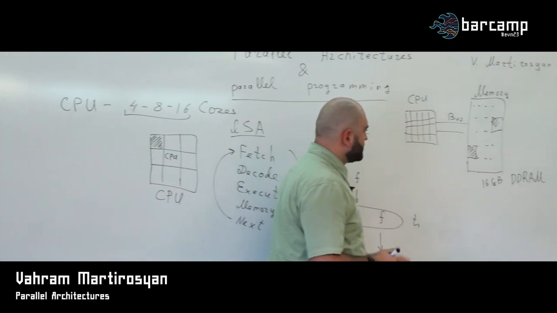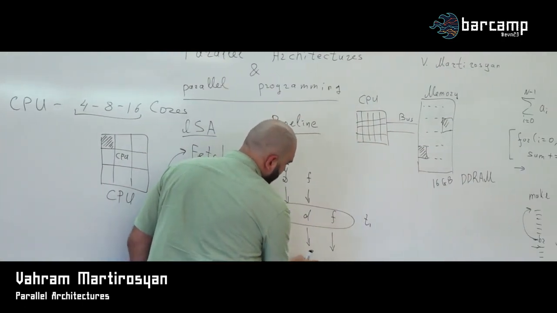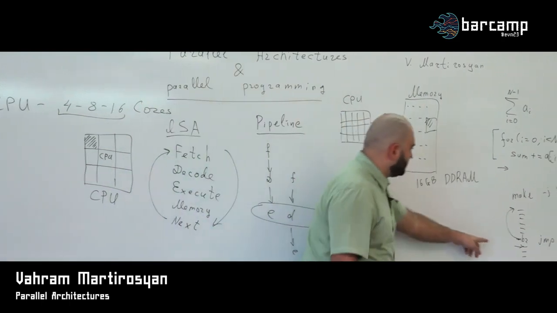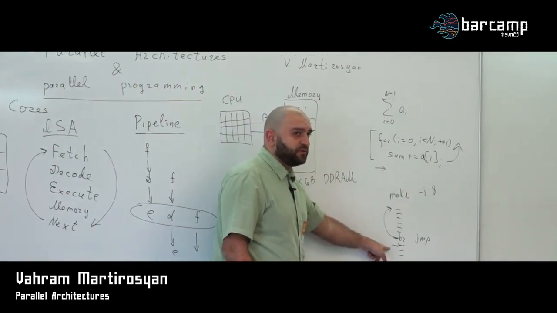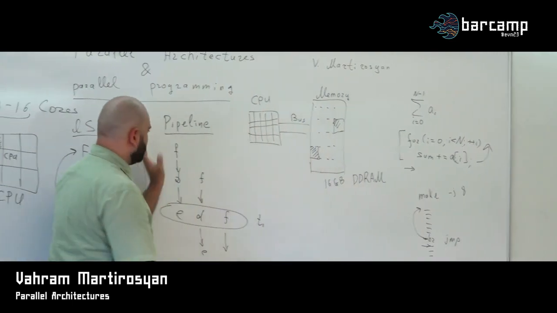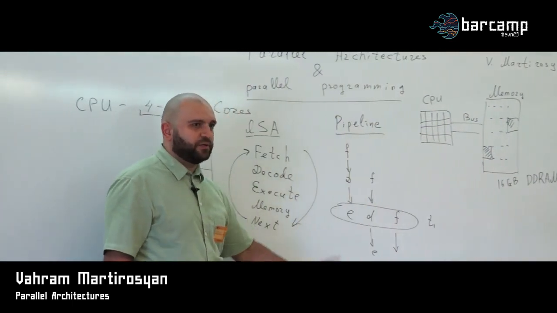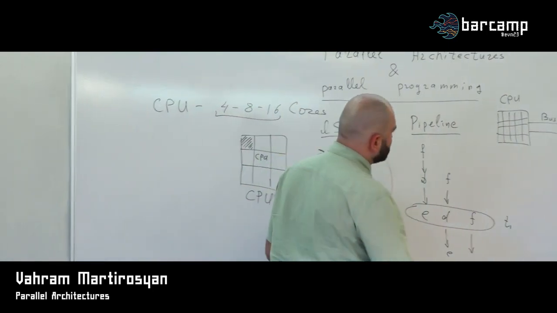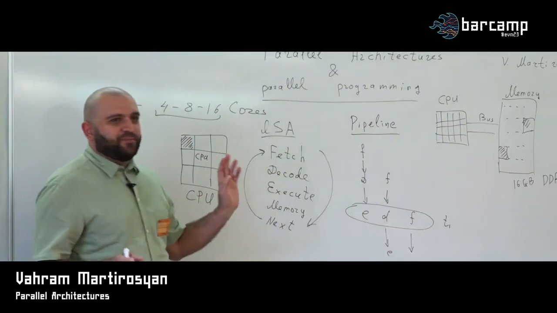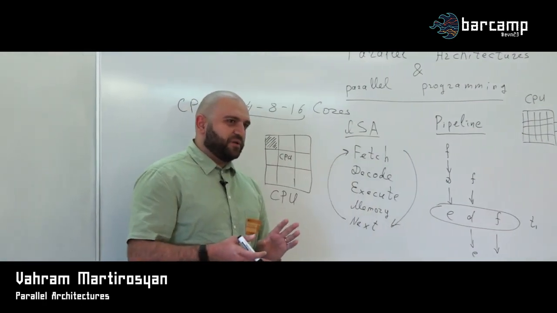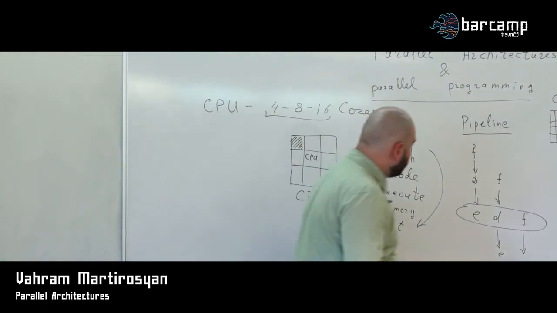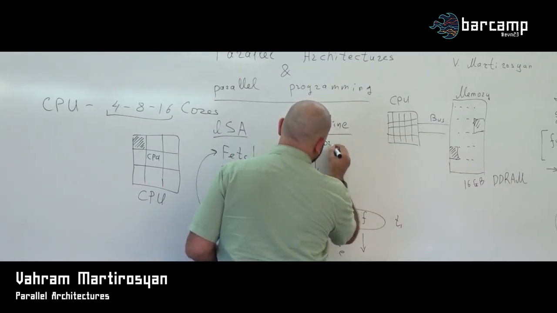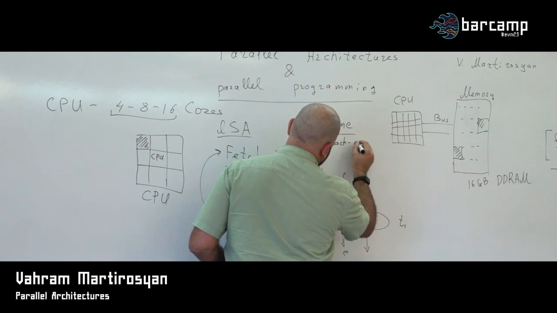Because if the prediction was wrong and we got to this point, we got the result of the comparison and we know that it's false, then we are going to execute the next command, right? And it is not in the pipeline, so the pipeline is just cleared out and we start from the beginning. So anytime a wrong prediction happens, the pipeline is useless. I mean, we remove everything and start from scratch. Okay, so the pipeline is good with the branch predictor and branch prediction.